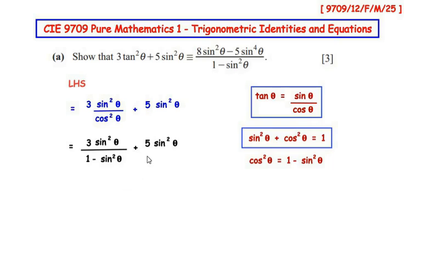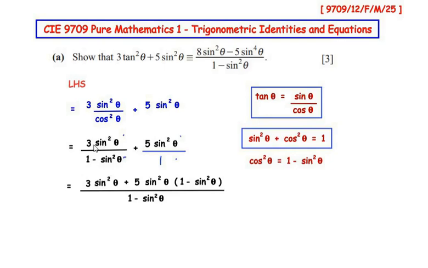Now in the next step, let us try to get a common denominator. So here 5 sin squared theta can be written as 5 sin squared theta over 1. Now here we are going to multiply this denominator with this numerator and also the denominator. And this 1 is going to multiply with this numerator, that is 3 sin squared theta, and this denominator. Now 1 multiplies with 3 sin squared theta, giving us 3 sin squared theta, plus 5 sin squared theta multiplies with 1 minus sin squared theta. Now we get a common denominator, that is 1 minus sin squared theta.